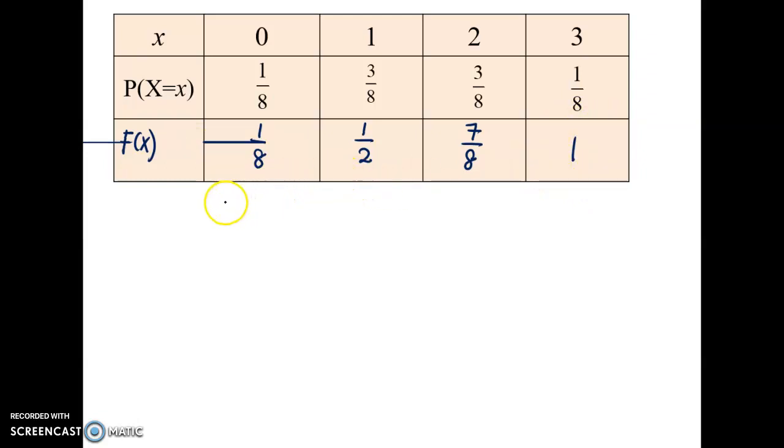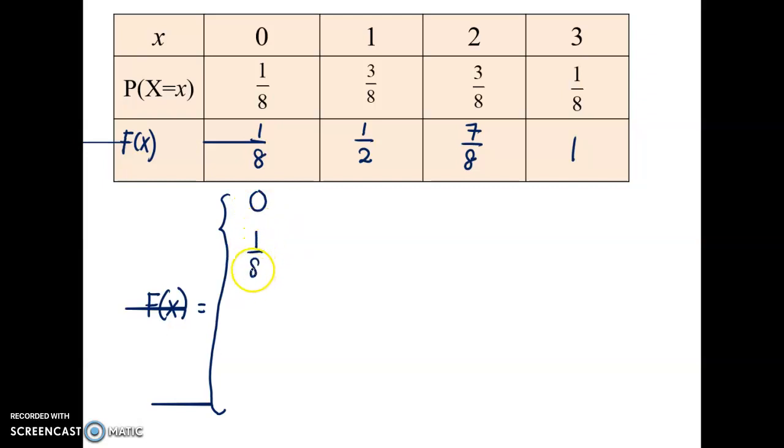So next, we are going to represent it in a piecewise function. So we have capital F(x), and then we put a curly bracket. Okay, we start with probability 0, 1 over 8, 1 over 2, 7 over 8, and 1. So make sure your cumulative must start with 0 probability and end with 1. So next we put a comma.